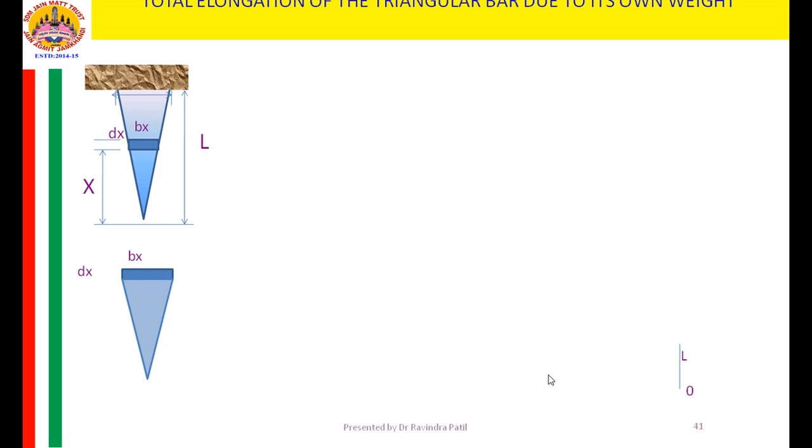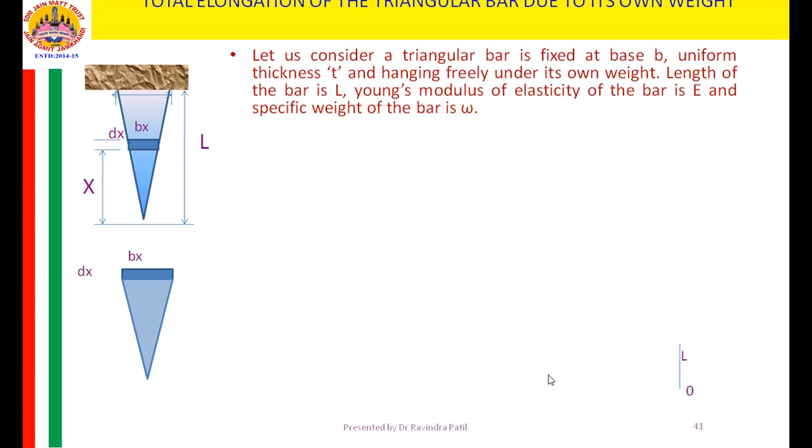Next, we are going for the elongation of the triangular bar due to its own weight. The same thing we are repeating here. Only the formula will change because the weight is not uniformly changing. Triangular weight will change. There it was rectangular, A was constant. Here A is not constant.